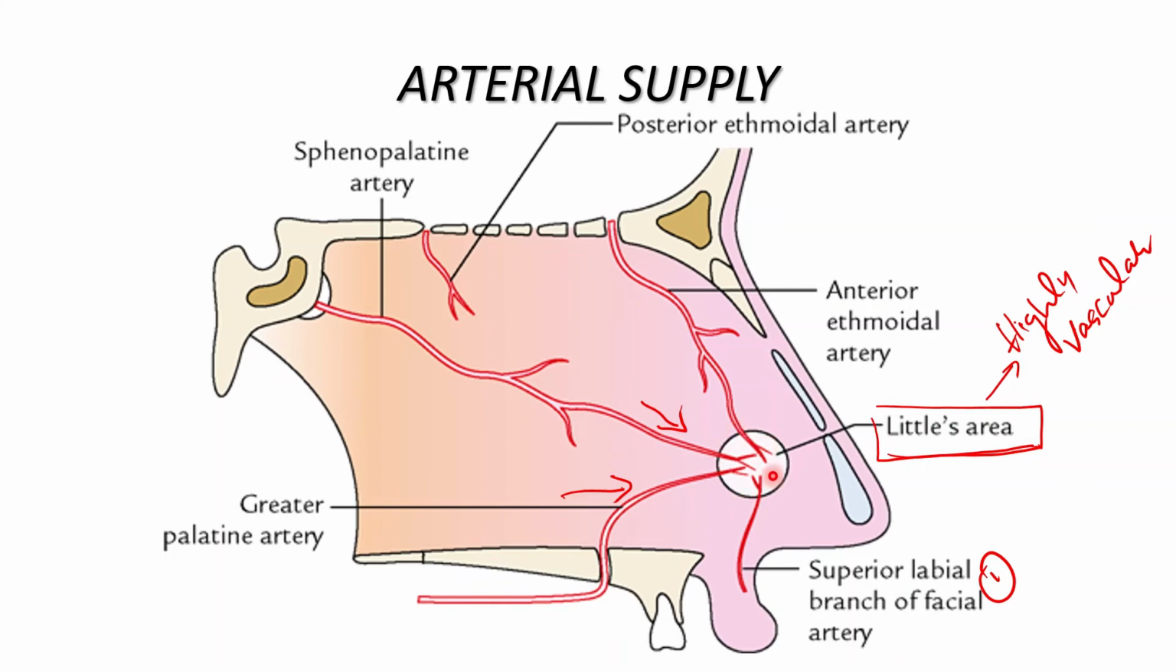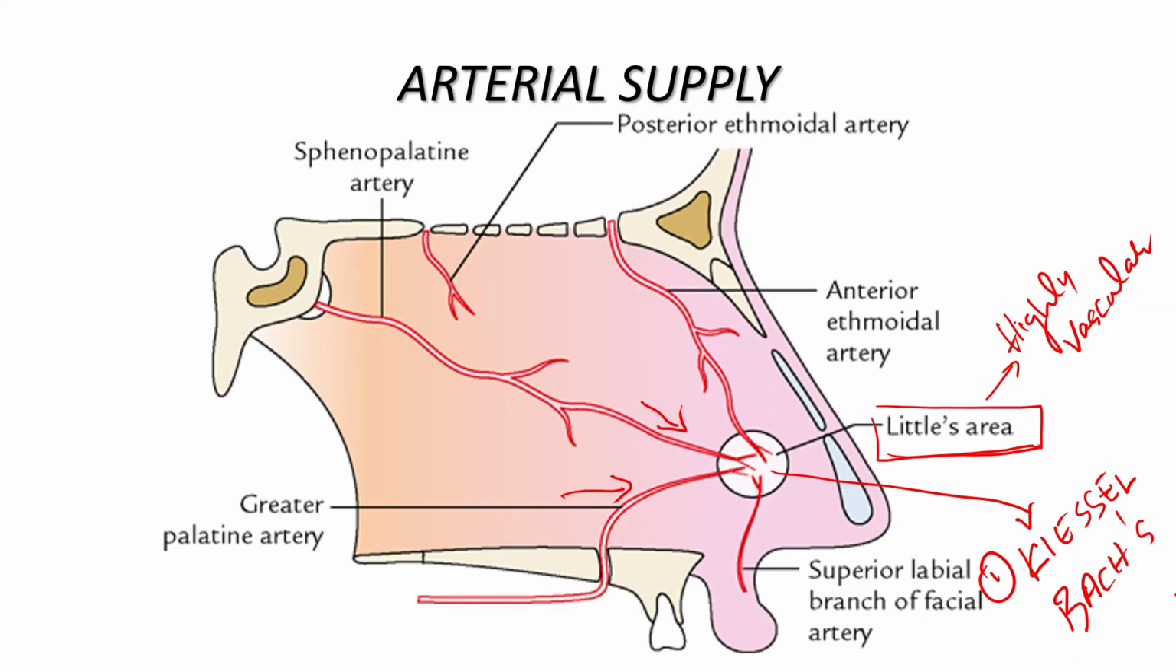The plexus of vessels seen here is called Kiesselbach's plexus. So the plexus of arteries which is formed here has got the name Kiesselbach's plexus. So this is about Little's area.